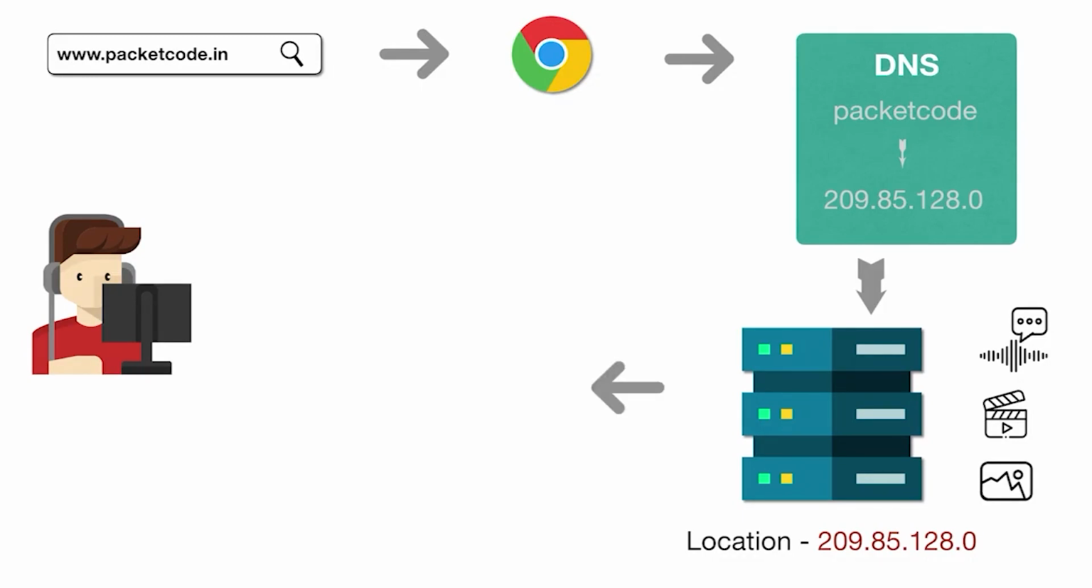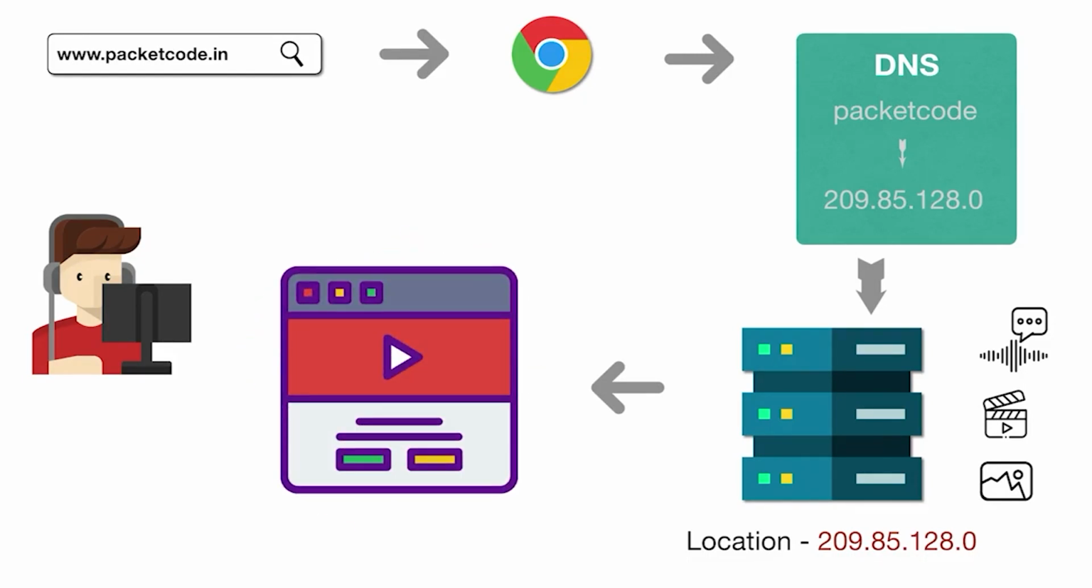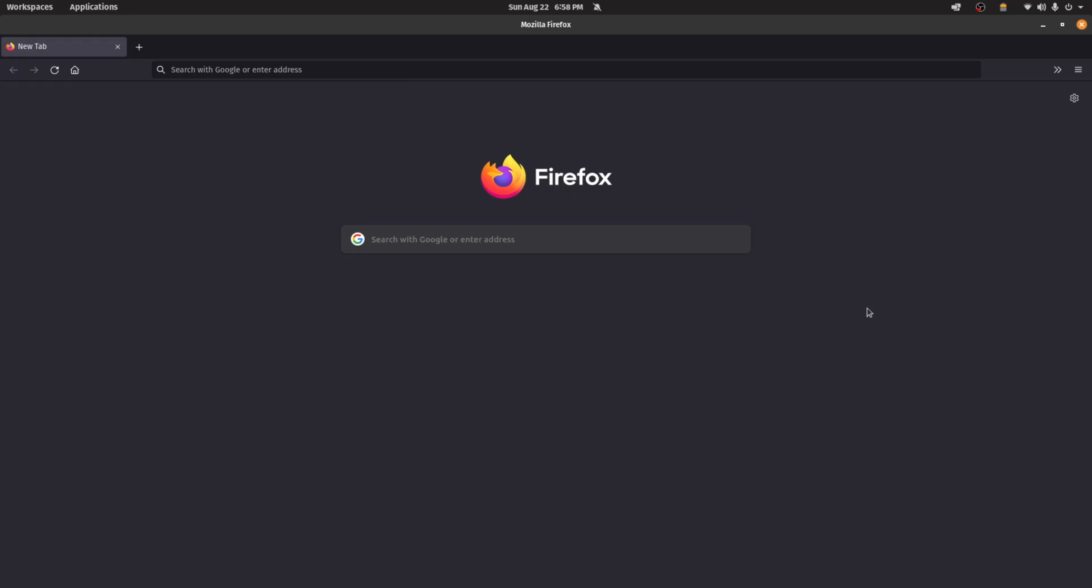Then the server searches for those files and sends it back to the browser. Then the browser accepts those files and generates a website and shows it to the user. And this is what is happening behind the scenes whenever you try to open a website inside your browser.